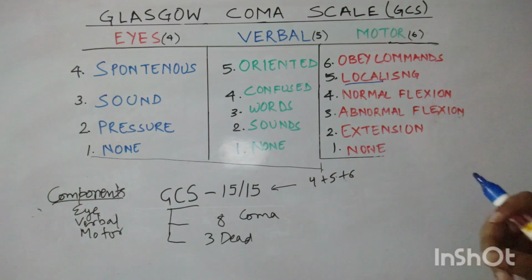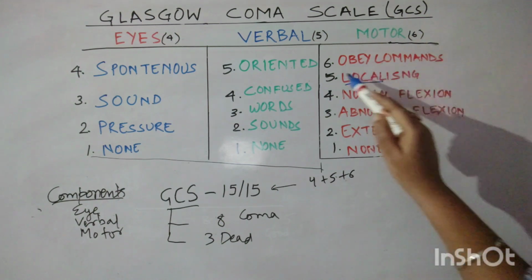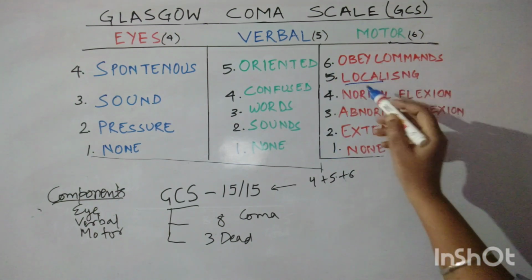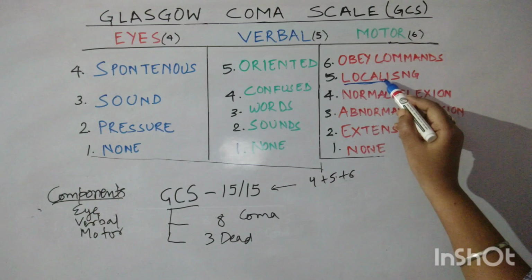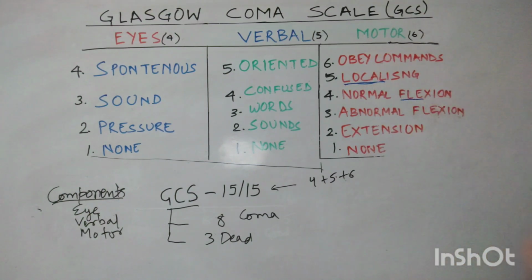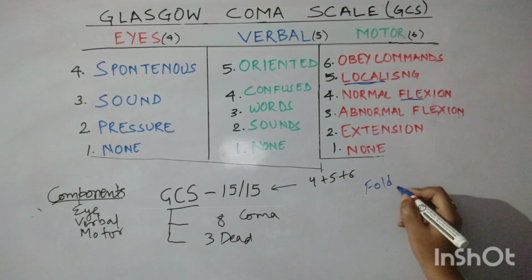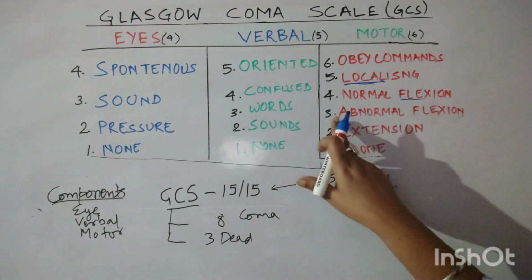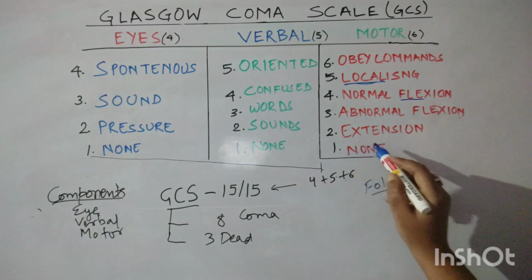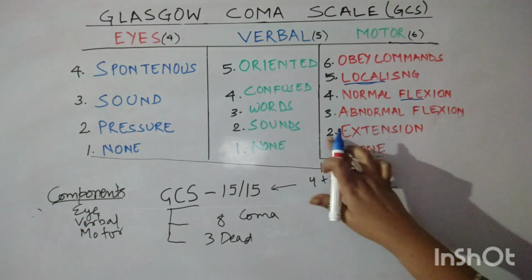And if, in spite of trying hard, he is not able to lift his limbs, then we give score 1. So in motor, if the person is obeying, give 6. If he is moving locally, that is localizing, 5. Flexion means folding, F for flexion, so you can easily remember F for 4. Abnormal flexion is 3. Extension is 2, T comes in extension, so you remember T for 2. None is 1.